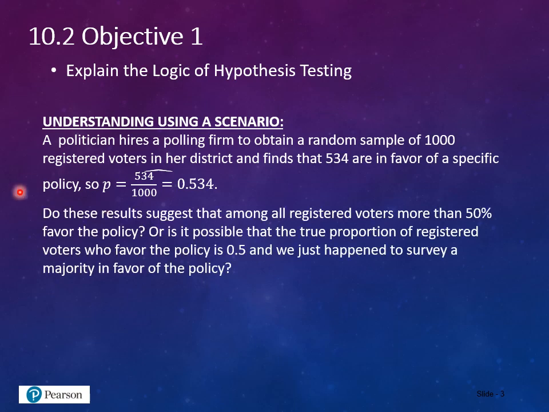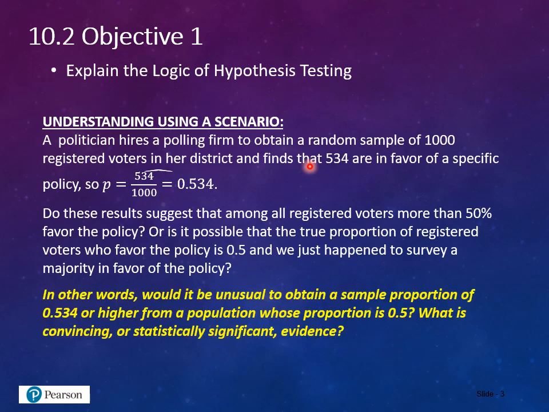Do these results suggest that among all registered voters, more than 50% favor the policy? Or is it possible that the true proportion of registered voters who favor the policy is exactly 0.5, or 50%, and we just happen to survey a majority in favor of the policy? In other words, would it be unusual to obtain this sample proportion or a higher one from a population whose proportion is 0.5? What is convincing or statistically significant evidence?